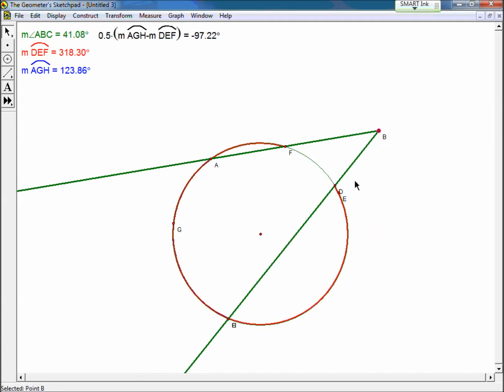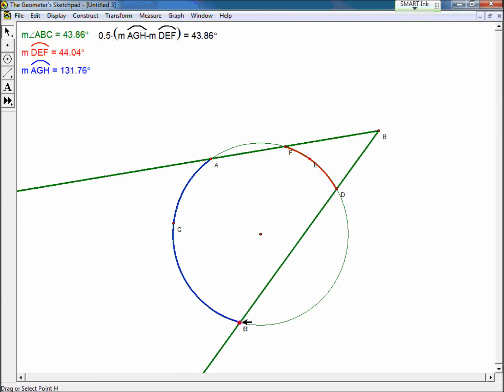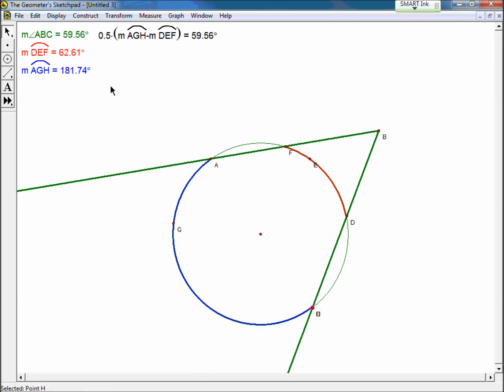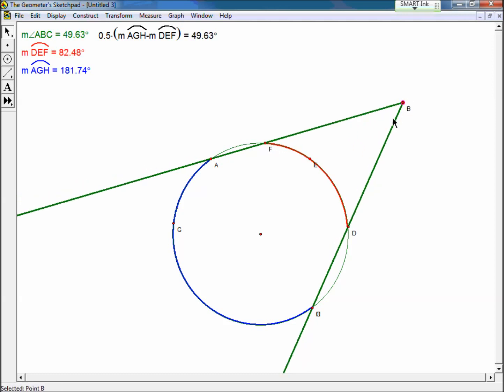So I can move my angle up here, and then I have to move D back inside. And then the blue and the red one, subtract them from each other, cut in half, still makes the measure of the angle. Same thing with this. I can move this around, and it still works. My formula works where I take the blue and red one, subtract them, divide by 2, and I get the measure of the outside angle. So B is the outside angle, and this is what we're finding.